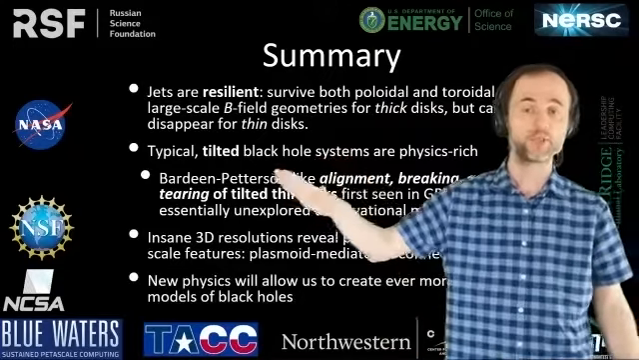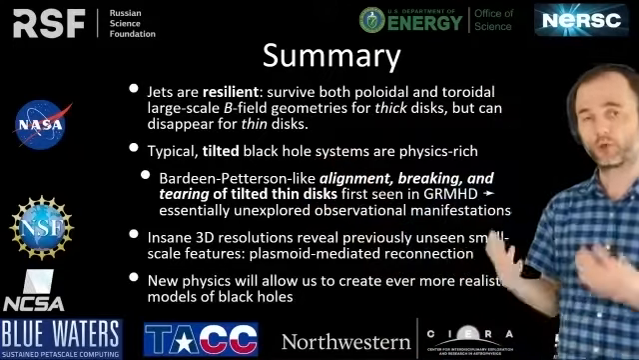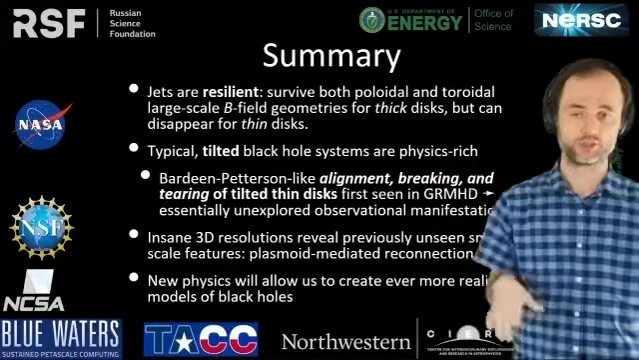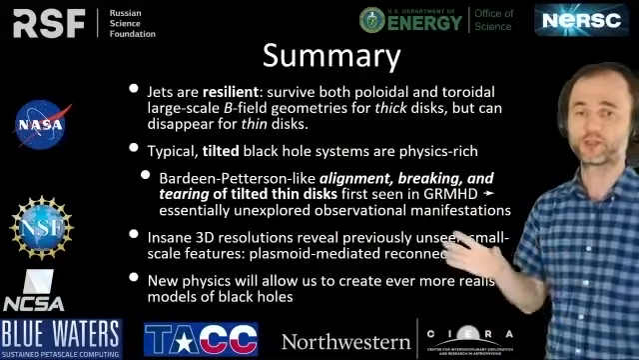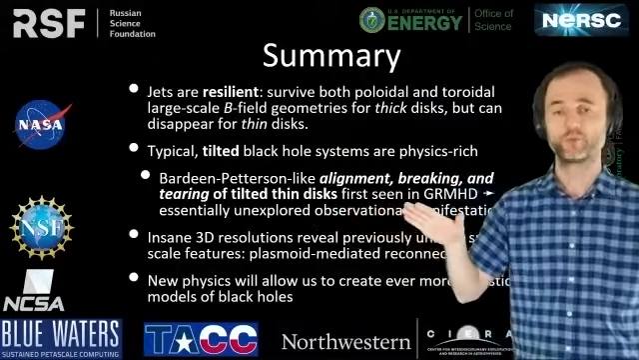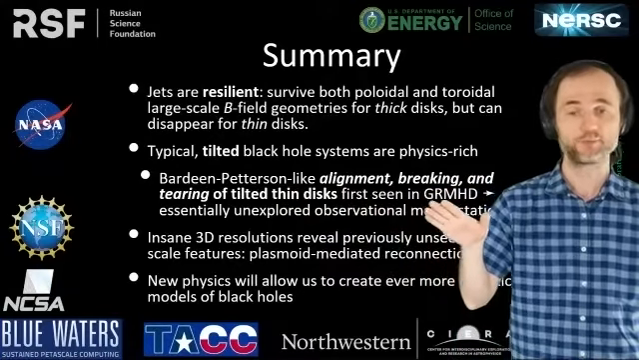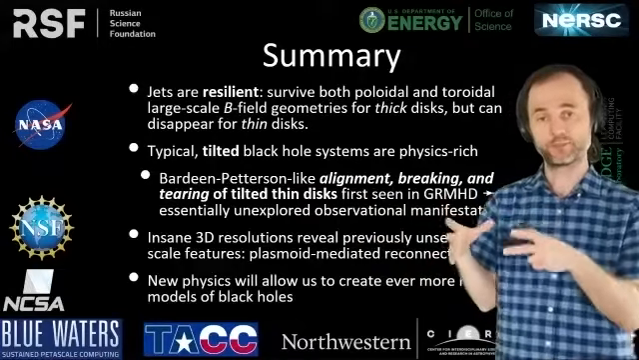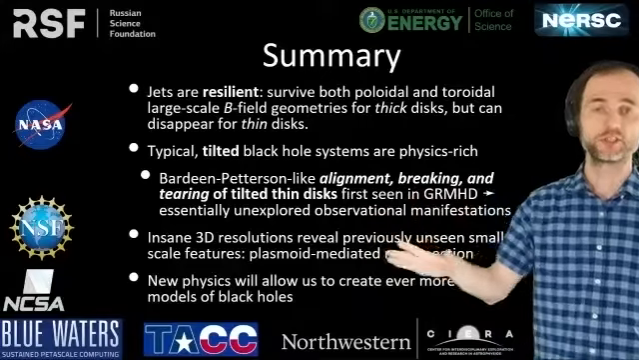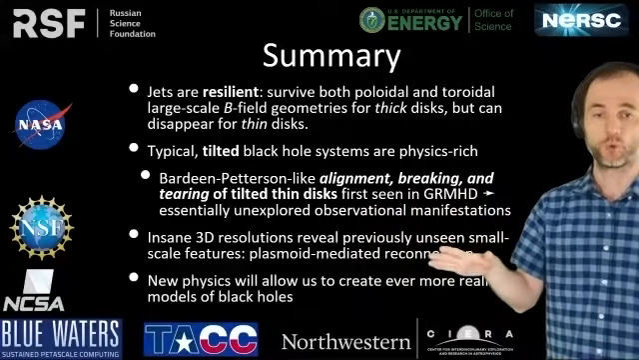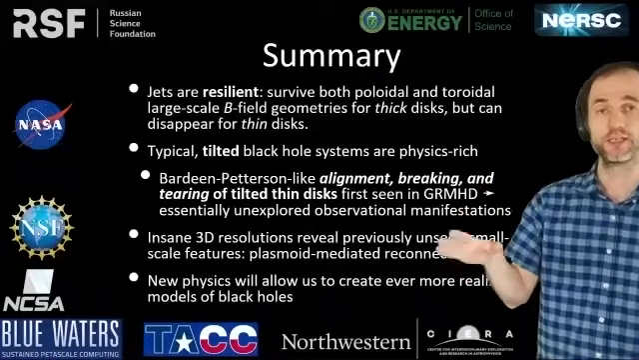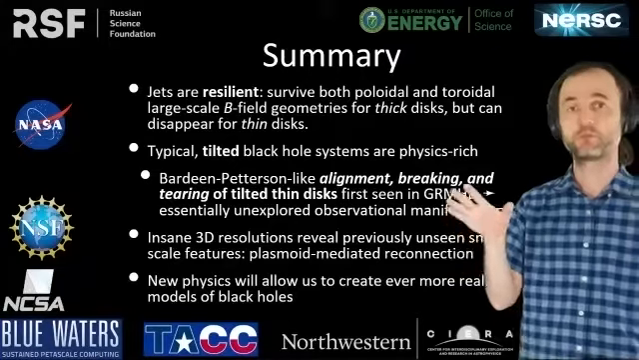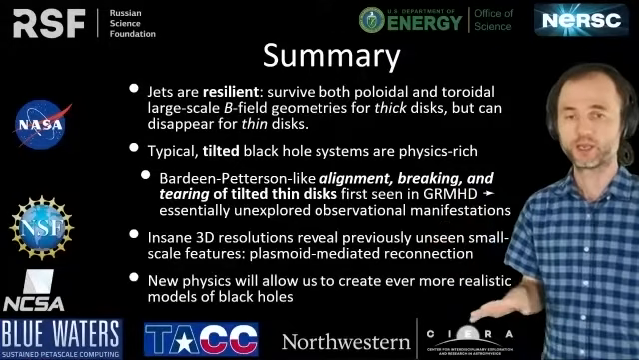These typical tilted disks, as I argued, they're typical. You always expect a tilt in almost any system, are extremely rich in exciting new physical effects. You have the alignment of the inner disk with the black hole midplane. The disk can break up into pieces. They can tear off and develop independently precessing disks. All of this is seen for the first time in general relativity with magnetic fields. And what's really exciting, we don't know what sort of observational manifestations we are to expect from this. So we are going to keep working on that.